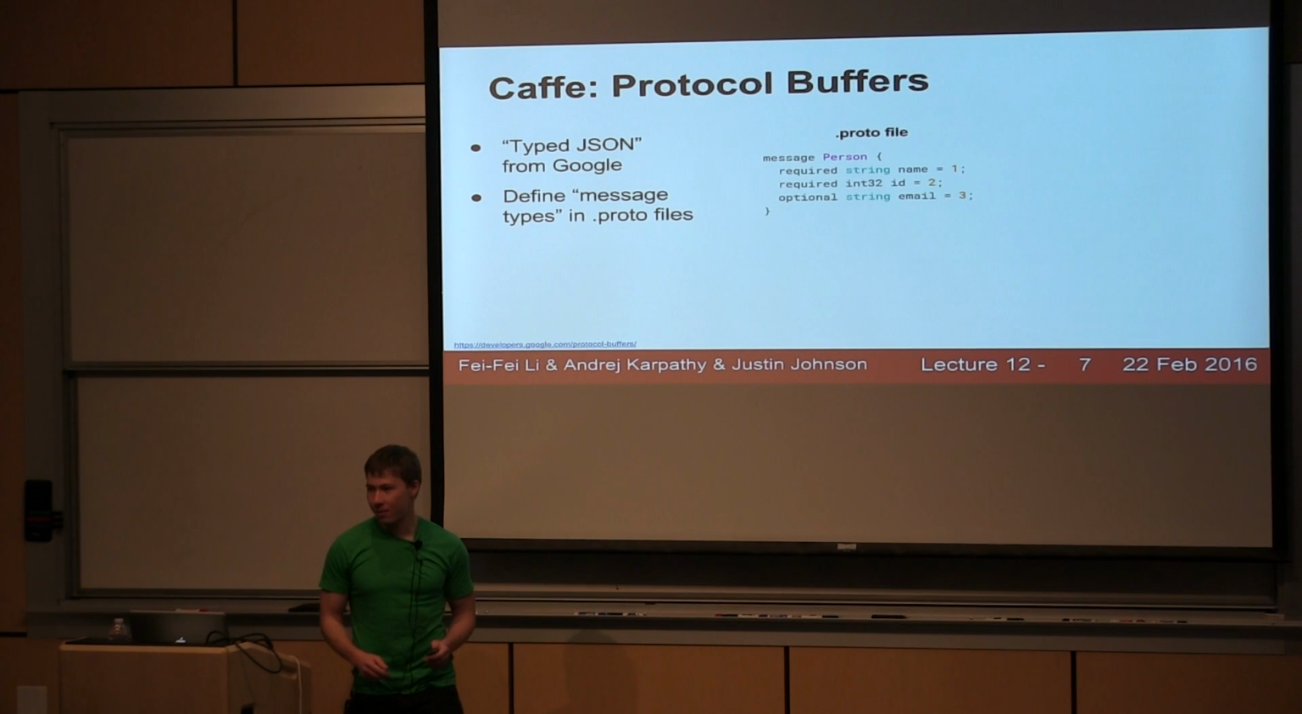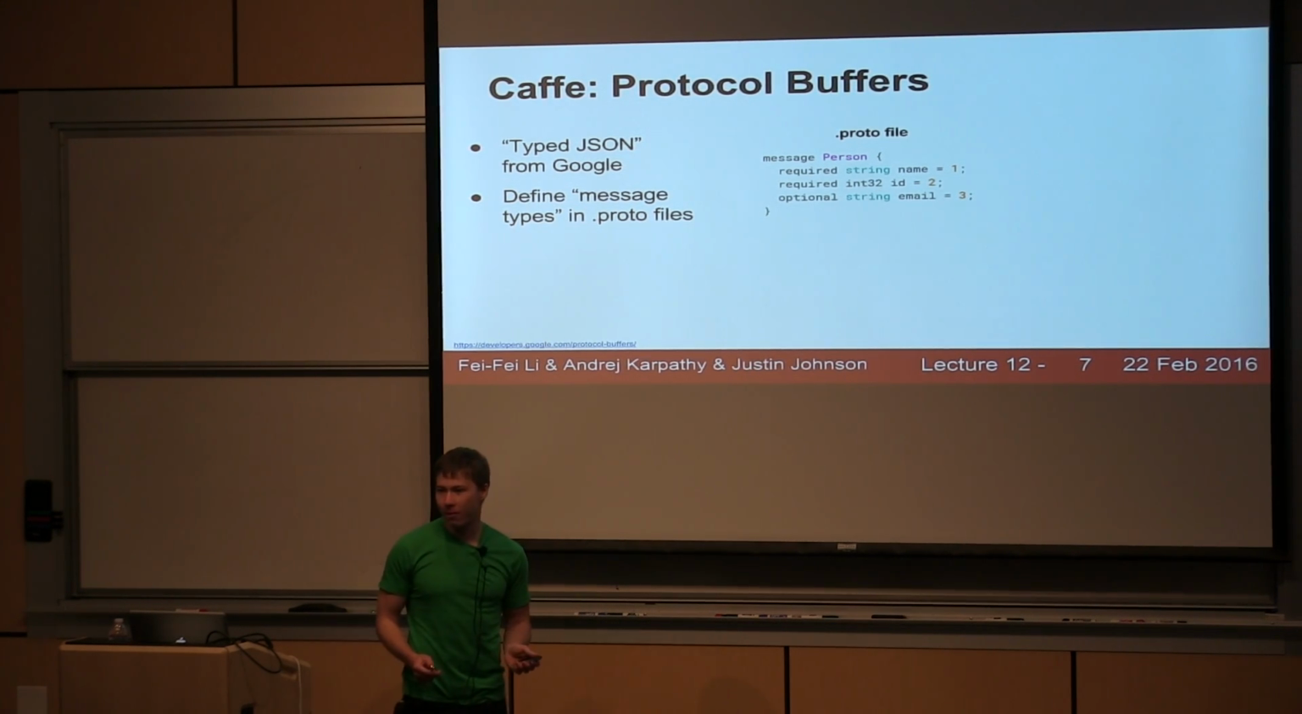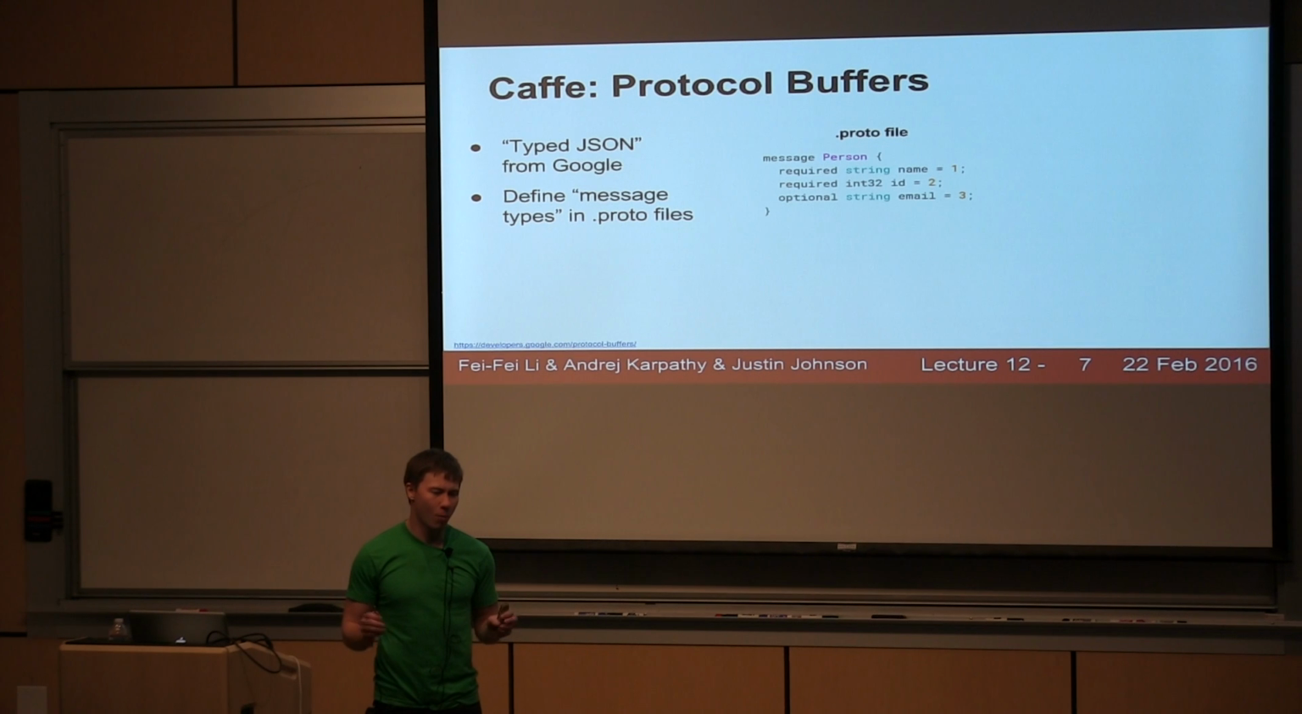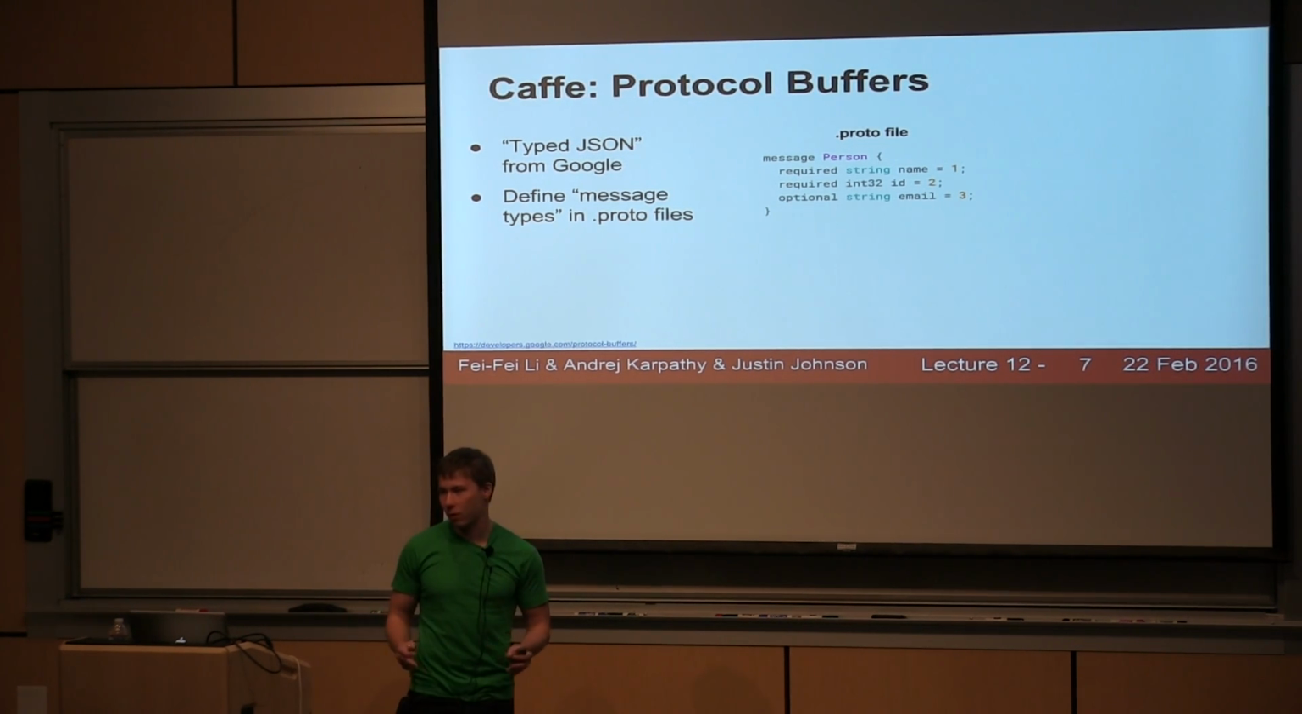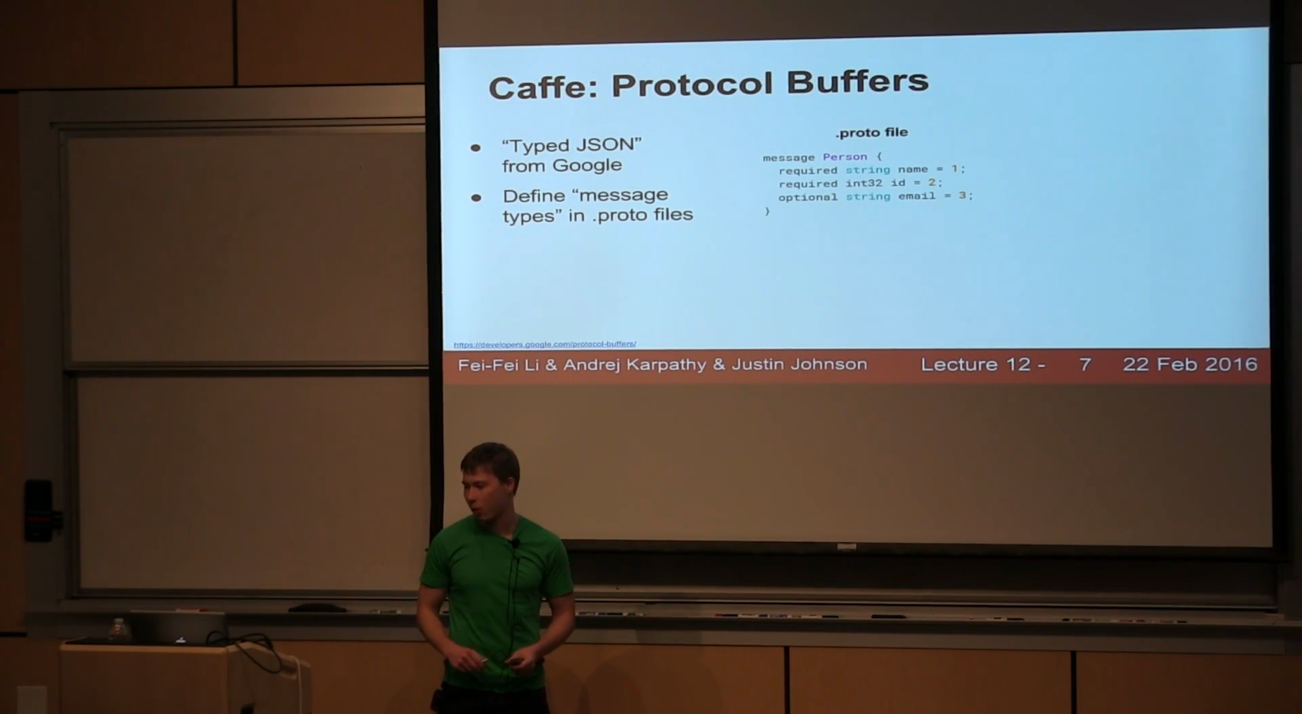So Caffe makes heavy use of this funny thing called protocol buffers. Any of you guys ever interned at Google? Yeah, fair number, so you guys know about this. But protocol buffers are almost like a binary, strongly typed JSON, I sort of like to think about it, that are used very widely inside Google for serializing data to disk and for passing it over the network.